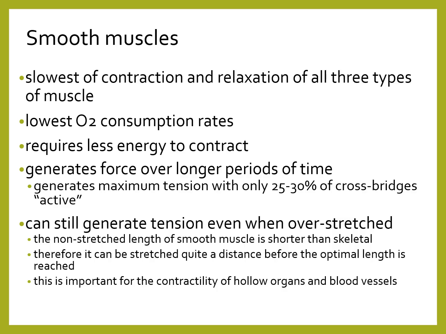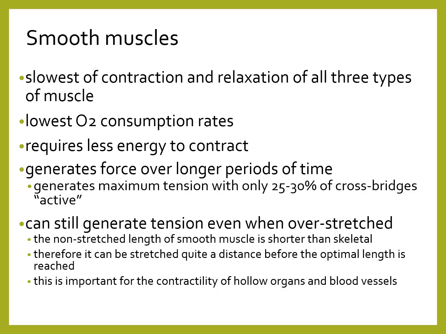And smooth muscle has the slowest contraction and relaxation durations of all three types of muscle. It also has the lowest oxygen consumption rates, and it does require less energy to contract. It has the ability to generate force over longer periods of time when you look at all three types of muscle tissue. As a matter of fact, smooth muscle can generate its maximum tension with only a quarter of the cross bridges active, or with only about a quarter of the cross bridges actually formed. And smooth muscle can actually still generate a pretty significant level of tension even when it's overstretched.